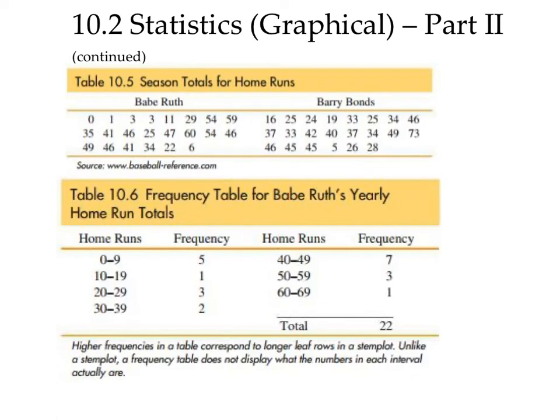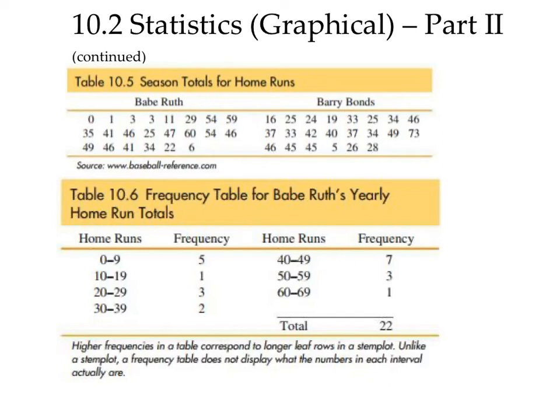We don't see exactly how many home runs we got each year, but we do know that, for instance, in 3 different years, Babe Ruth earned between 20 and 29 home runs, and 7 years he had between 40 and 49. So a little less detail, a little more of just what's the overall result.